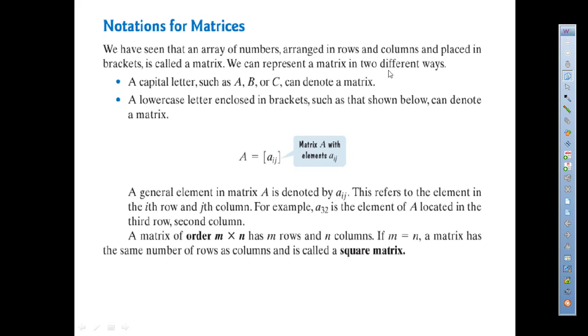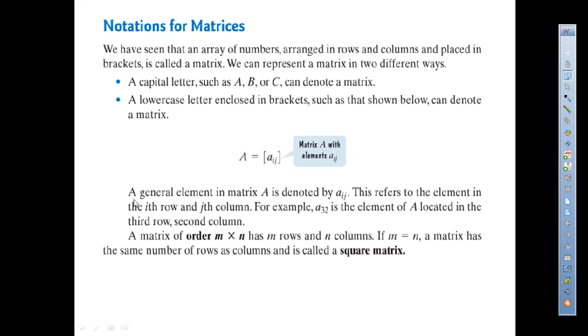We can represent a matrix in one of two different ways. A capital letter, and when we say represent, we're talking about naming it. A capital letter such as capital A, B, or C can denote a matrix, or you can use a lowercase letter enclosed in brackets. These are two ways to denote matrix A with elements a sub ij.